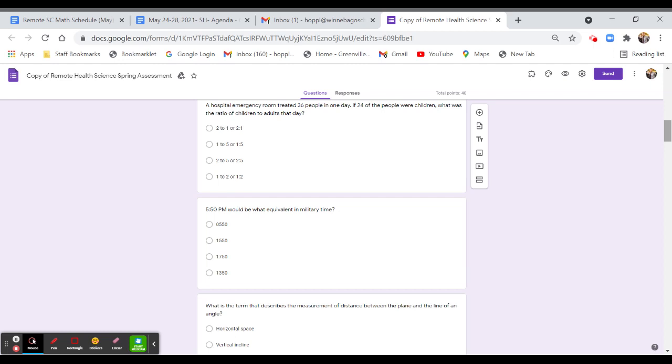A hospital emergency room treated 36 people in one day. If 24 of the people were children, what was the ratio of children to adults that day? 2 to 1, 1 to 5, 2 to 5, or 1 to 2?